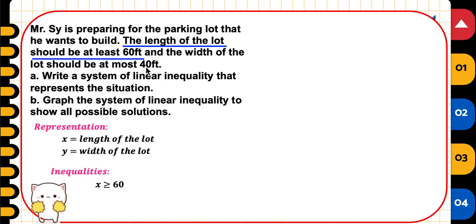For the second inequality, that is the width represented as y. So that is y, and then at most. When we say at most, this will be the opposite of at least. It means at most 40 feet will be the maximum. So in short, the inequality symbol that we're going to use here is less than or equal to. So here is now the system of linear inequalities.